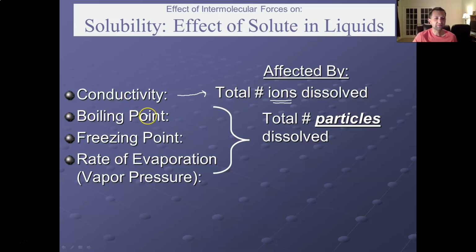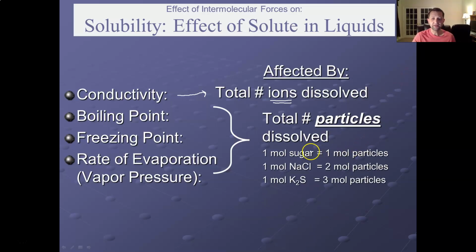For everything else, boiling point, freezing point, rate of evaporation, vapor pressure, it depends on the total number of particles dissolved. So it could be something ionic, it could be something covalent, it could be something just that's polar. It's just particles in general. The only one that has to specifically be ions is conductivity. Okay?